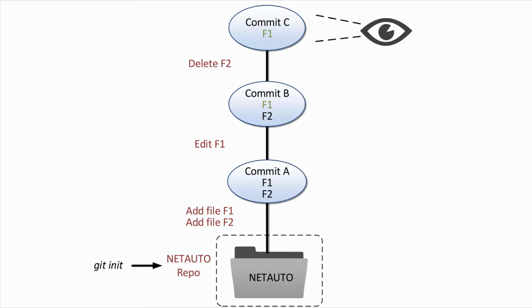Since we have snapshots, we can restore earlier versions of files. For example, let's say we decide we want F2 back. We can retrieve it from the second commit here. In Git terminology, we would check out F2 from this commit. In the same vein, maybe we decide we want F1 back the way it was here at our first commit.